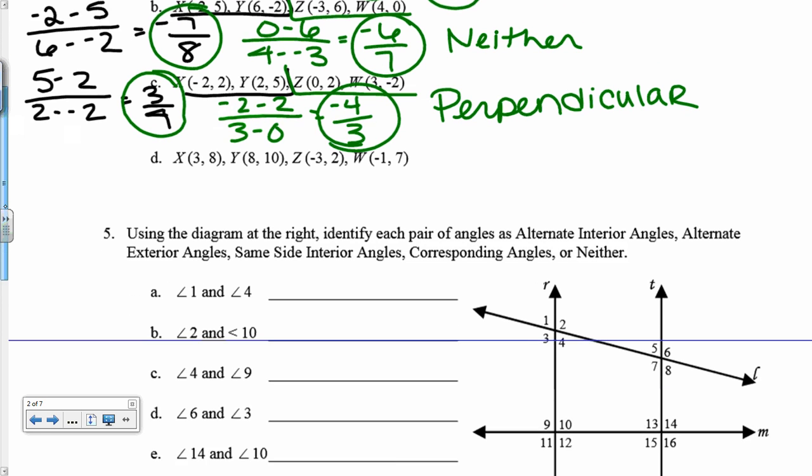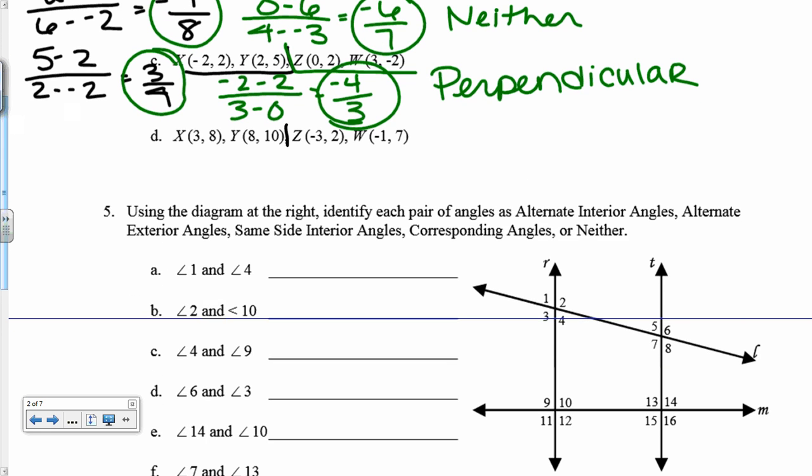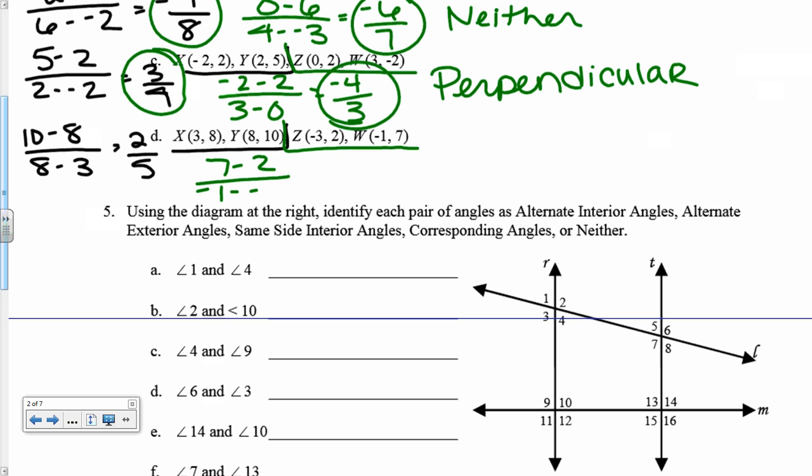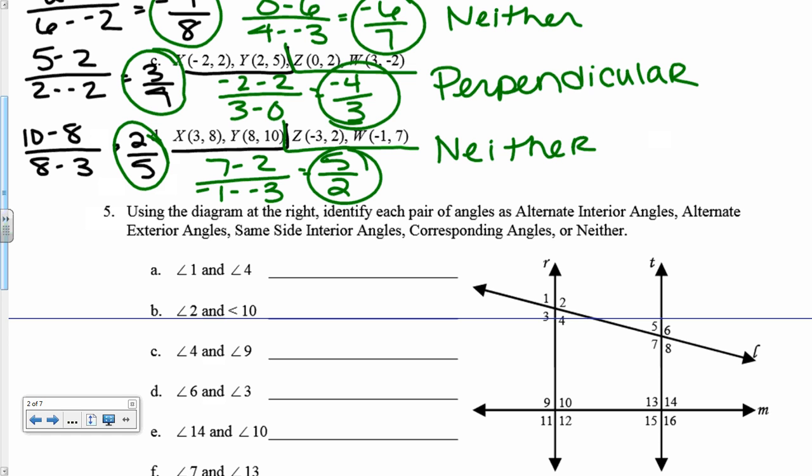Last one of this section, I'm going to do the exact same thing. 10 minus 8, 8 minus 3, gives me 2/5. My slope for ZW, 7 minus 2, negative 1 minus negative 3. I get 5 over 2. So these are reciprocals, but in order to be perpendicular, it needs to be opposite reciprocals. So these are neither, because they're both positive. We have 5/2 and 2/5, both positive.